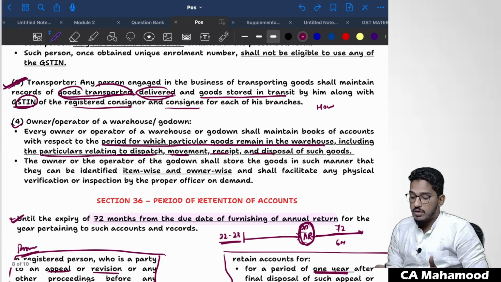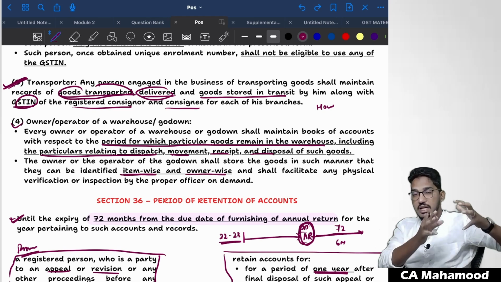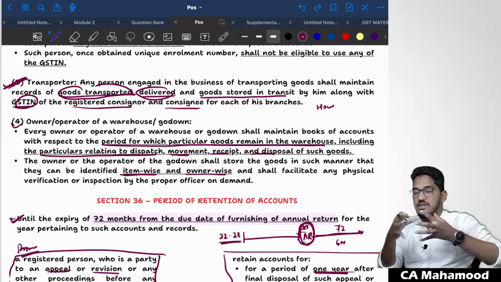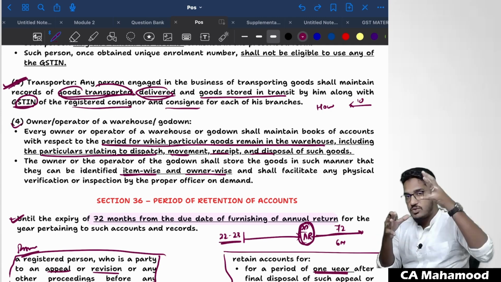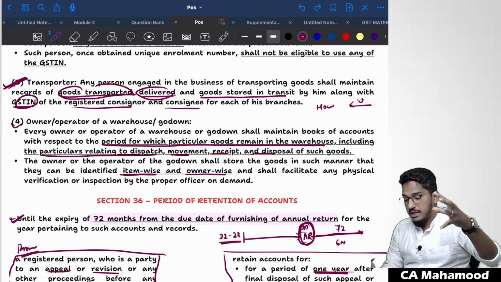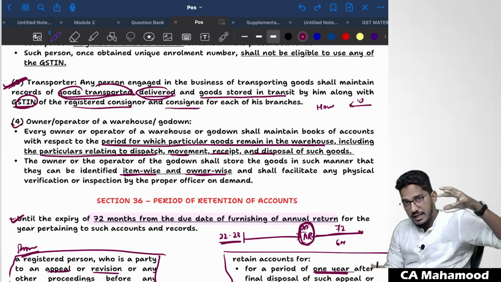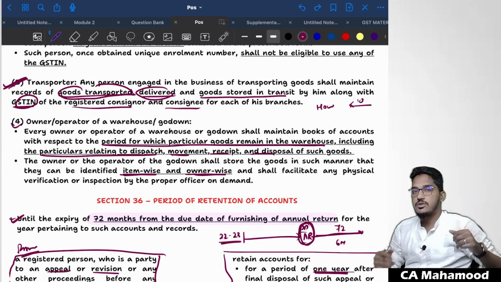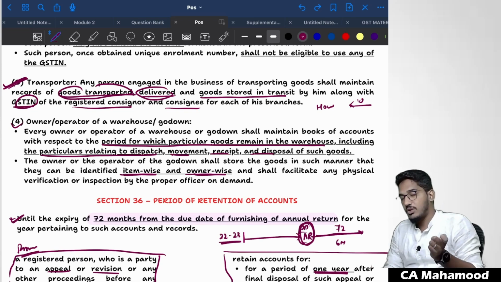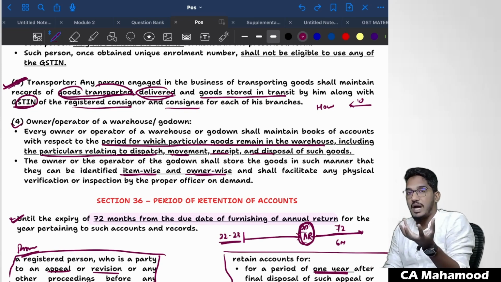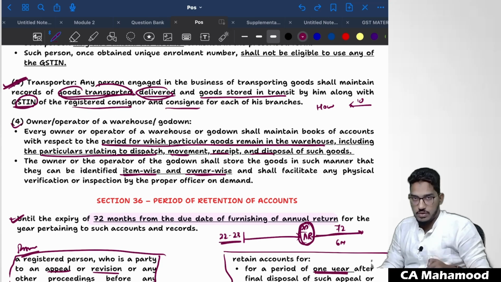And the owner or operator of the godown shall store the goods in such a manner that they can be identified item wise and owner wise. That means for every owner, for every item, you have to store the goods separately. You should not mix the goods with others. For example, if 10 people are coming to the warehouse and storing their goods, he should not mix them all together. For every item and every owner, he has to store the goods separately in the warehouse. Don't mix them, so that if any verification has to happen, one should be able to identify which goods belong to which owner.